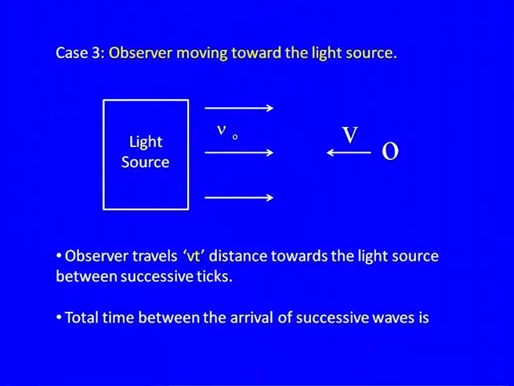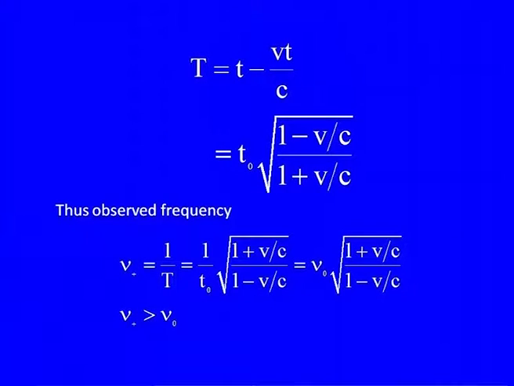So, what about the last case? In this case, let us say the observer is moving towards the light source. By the same logic which we had applied earlier, the observer travels a distance v times small t towards the light source between successive ticks of the clock that we have considered here. So, the total time interval between the arrival of successive light waves, that is the capital T, would be small t, and then remember it is minus Vt by c.